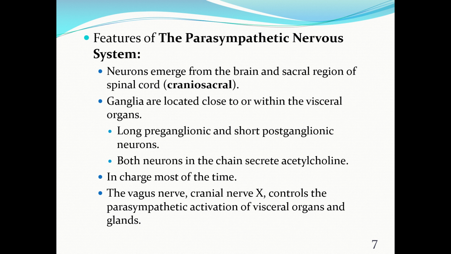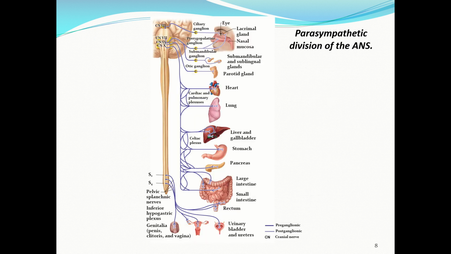And the vagus nerve, cranial nerve 10, controls the parasympathetic activation of visceral organs and glands. And here you see again the craniosacral nerves and their ganglia and what they go out and innervate. And take special notice of that vagus nerve.